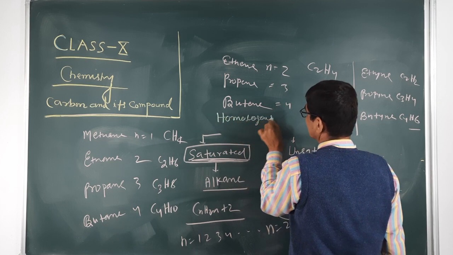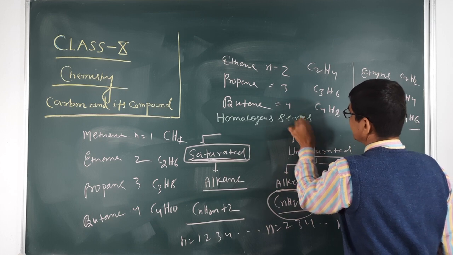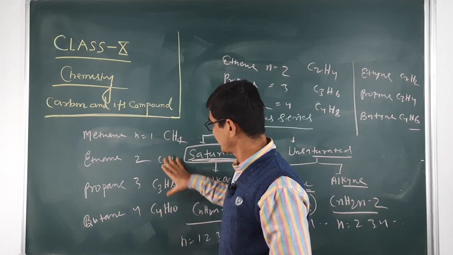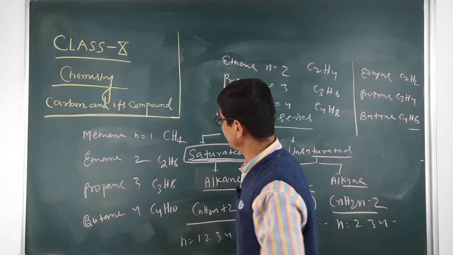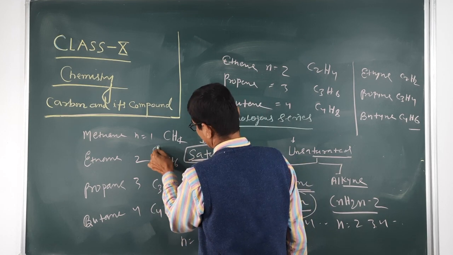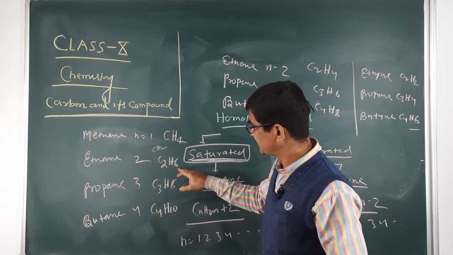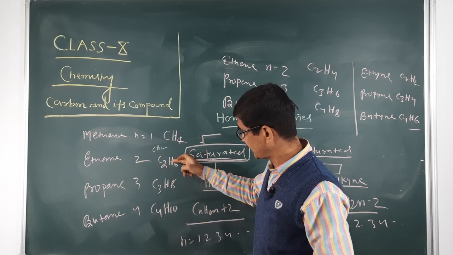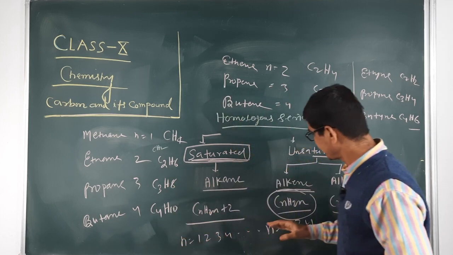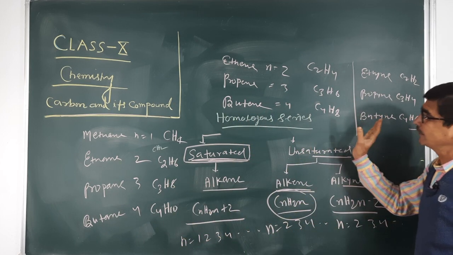Homologous series. So what is homologous series? The difference between two continuous hydrocarbons is CH2. Regarding methane and ethane, the difference is CH2; ethane and propane, CH2. Consecutive hydrocarbons, whether saturated or unsaturated, doesn't matter.